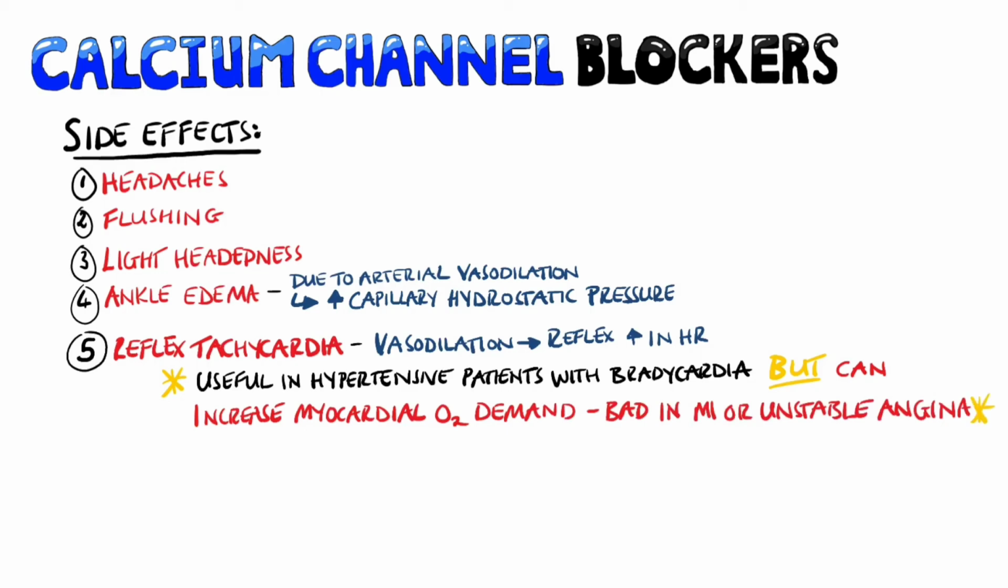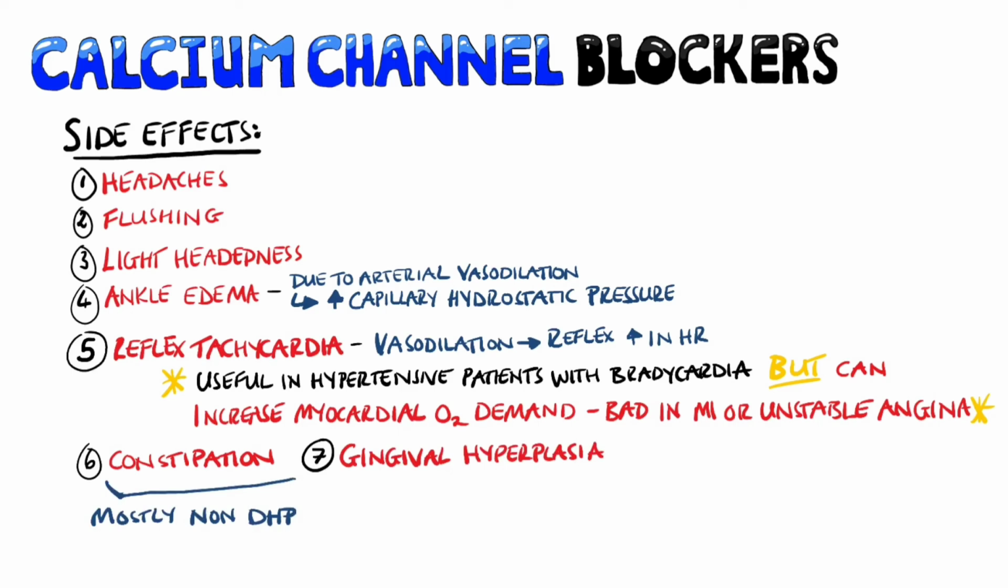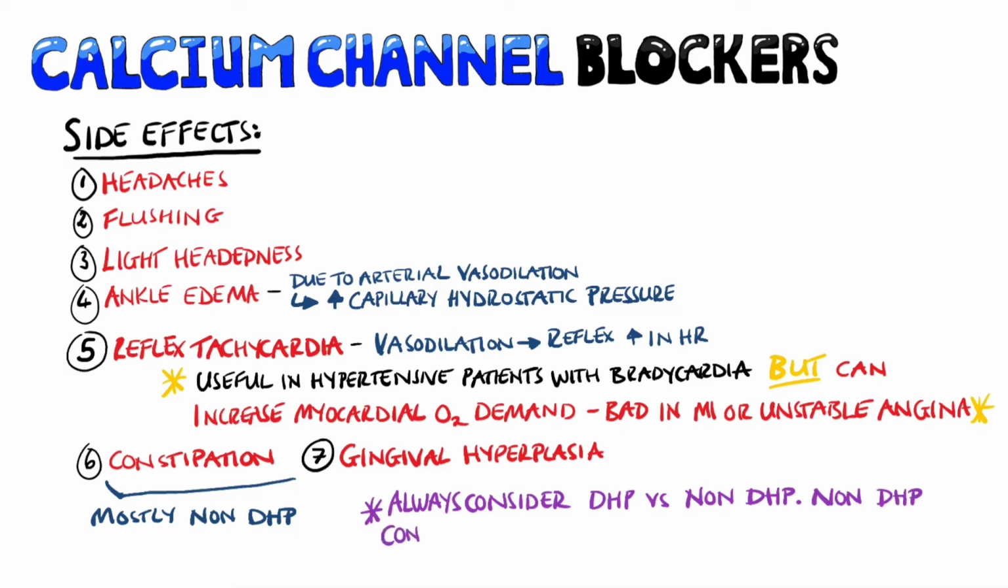lead to ischemia. Non-dihydropyridine calcium channel blockers in particular can cause constipation and gingival hyperplasia. Overall, we always need to consider dihydropyridine versus non-dihydropyridine when giving calcium channel blockers. Non-dihydropyridines are contraindicated in patients with heart block, as well as usually not being given alongside beta blockers due to the risk of causing heart block.